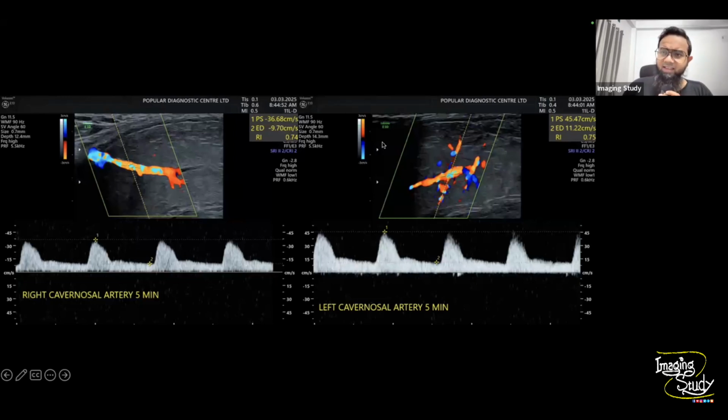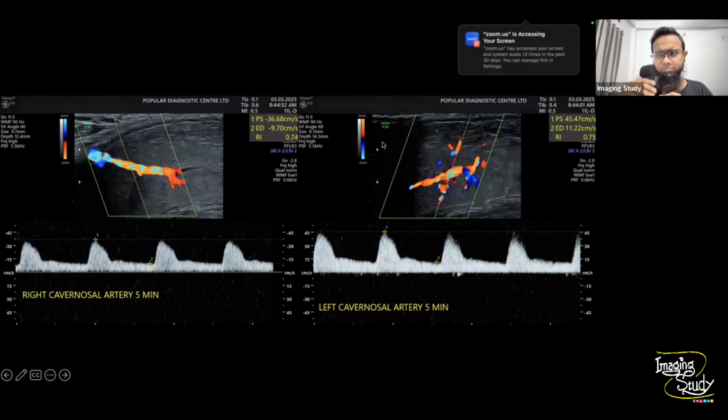Now, if it crosses 30 or 25, depending on which method you follow. Anyway, if it crosses 25 or 30 centimeter per second of flow in peak systolic velocity, then you should exclude the atherosclerotic arteriogenic cause of erectile dysfunction. So already we have crossed the 30 centimeter per second range. So we can say that this patient is not having any arteriogenic cause of erectile dysfunction. So the patient is quite good. But we couldn't exclude the venogenic cause in this patient. So we have to wait.